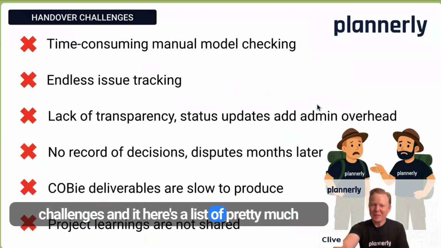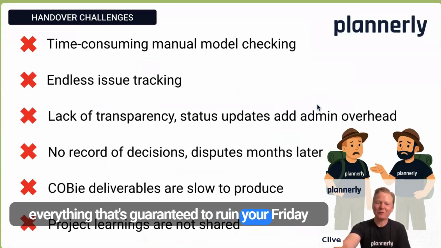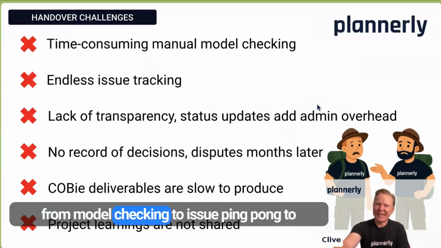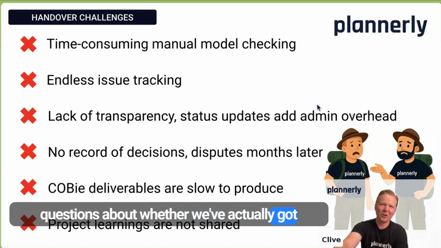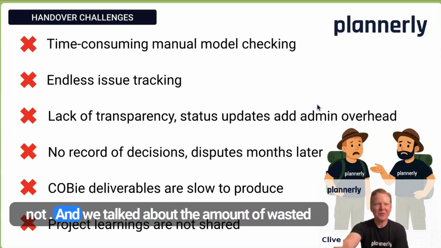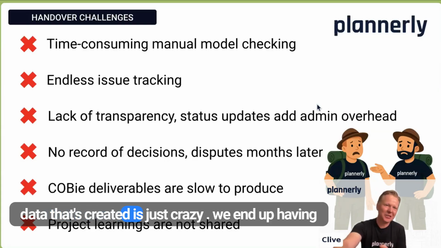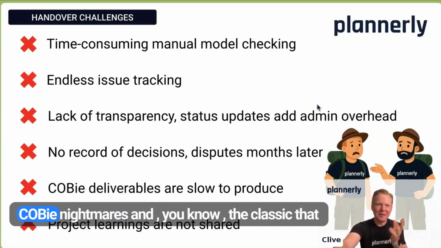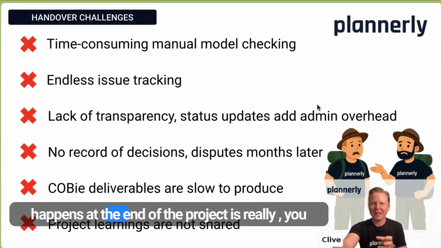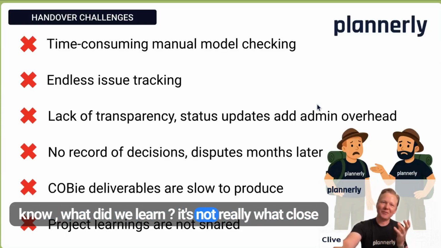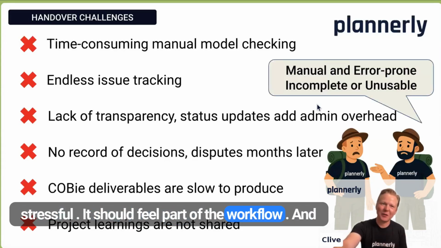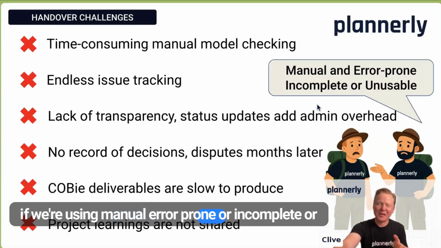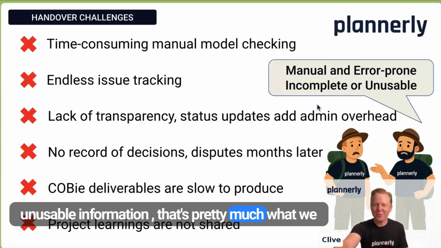And here's a list of pretty much everything that's guaranteed to ruin your Friday afternoon, from model checking to issue ping pong to progress reports about progress reports and questions about whether we've actually got something that we need and whether we need it or not. And we talked about the amount of wasted data that's created is just crazy. We end up having COBie nightmares. And, the classic that happens at the end of the project is really, what did we learn? It's not really what closeout on a project should feel like. It shouldn't feel stressful. It should feel part of the workflow. And if we're using manual, error-prone, or incomplete or unusable information, that's pretty much what we experience.